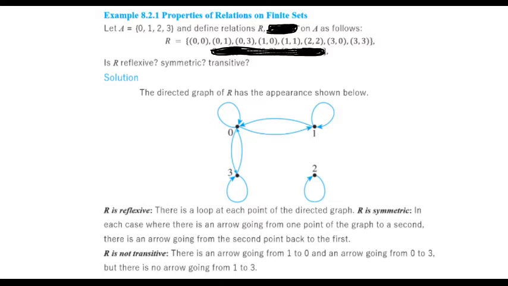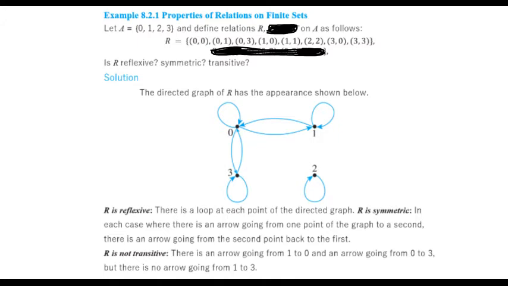So the first question is: is R reflexive? And the answer is yes, because as you see here, there is a loop at each point of this directed graph, which means that every element of A is related to itself by relation R.